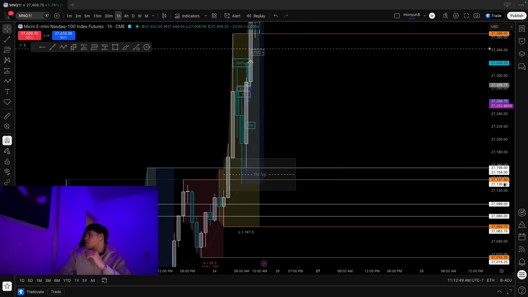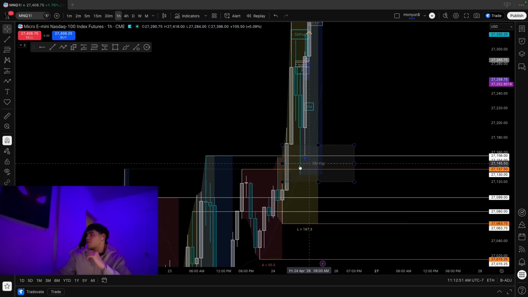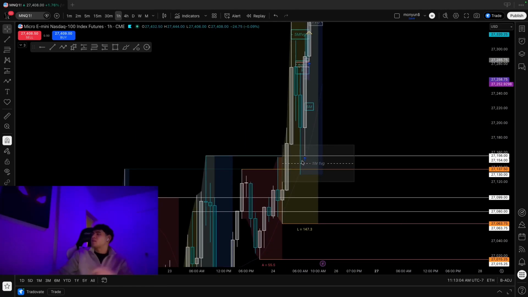You can see that we started getting clear rejection on price right here. As soon as we start seeing this kind of reaction coming into this fair value gap, we can start looking for some sort of manipulation higher.